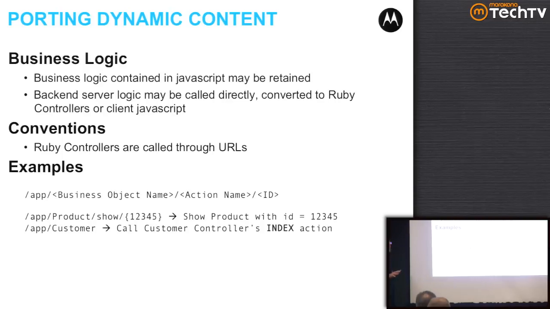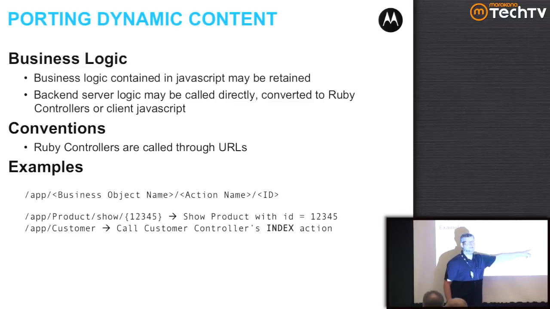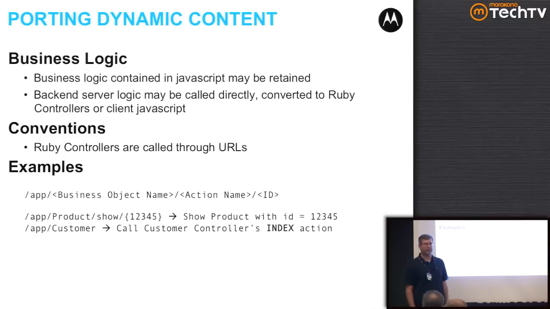Now, any of you that have done Rails development, this is second nature. But if this is new to you, this is just a very structured, easy way of calling into your controllers and your business logic. Here's another example where the URL is just app and customer. There are conventions that we adhere to. So if you just specify the business object name or the model name, what you'll get is you will call the customer controller, and you will call that index action. Index is sort of the default if you don't specify an action. So this is also an example where you don't have to specify an ID.